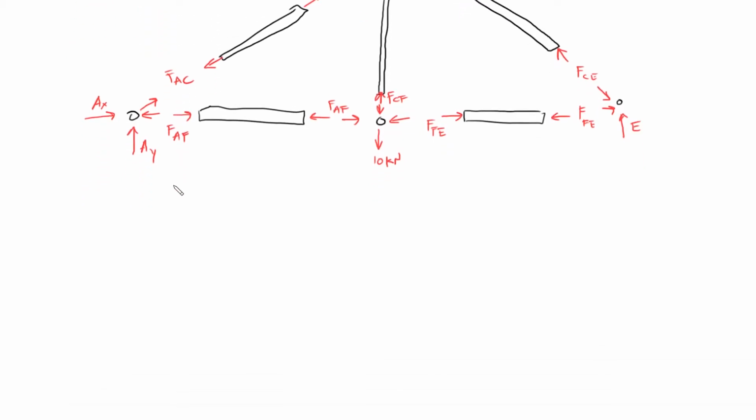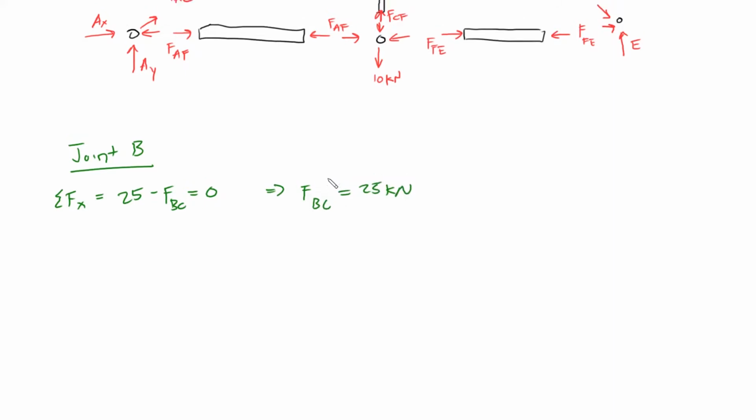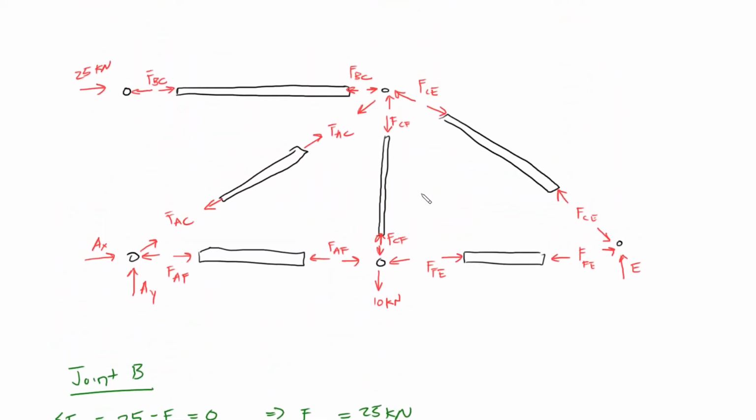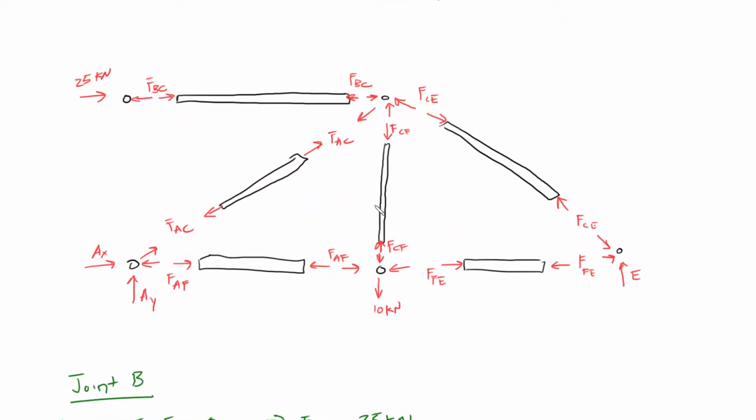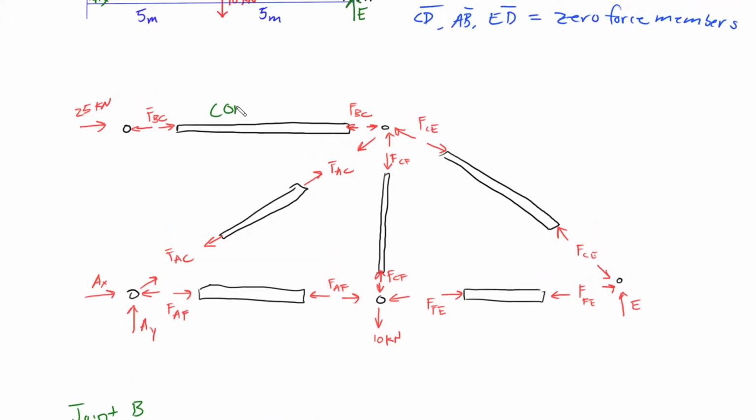So we'll start off with joint B. With joint B, it's going to look like this. We take the sum of the forces in the x direction and set it equal to 25 minus FBC, and set that equal to 0, and that implies that FBC is 25 kilonewtons. And since it's positive, I drew the direction of the reaction force correctly, so BC is actually in tension. Where is BC? BC is actually in compression, my bad, compression. So this is in compression.